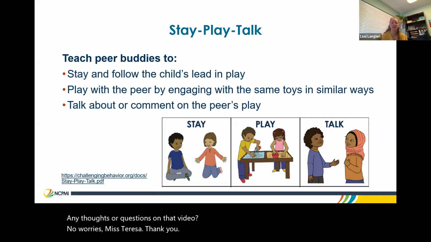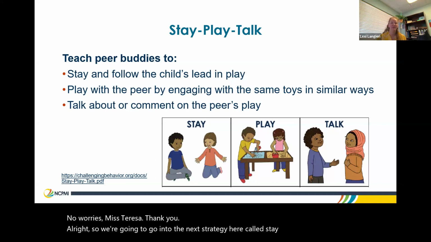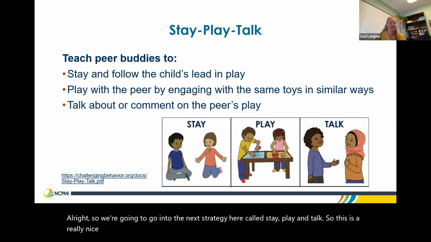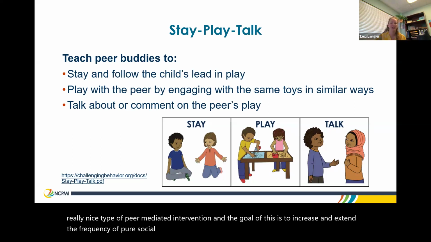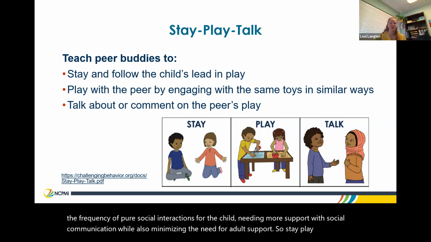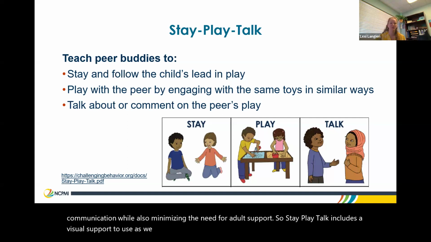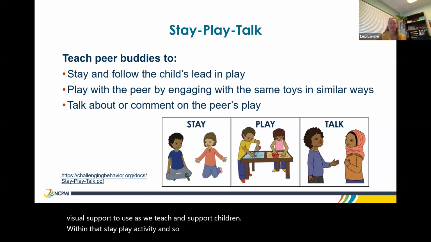All right, so we're going to go into the next strategy here called stay, play, and talk. And so this is a really nice type of peer-mediated intervention. And the goal of this is to increase and extend the frequency of peer social interactions for the child needing more support with social communication, while also minimizing the need for adult support. So stay, play, talk includes a visual support to use as we teach and support children within that stay play activity. And so there's going to be a resource on this that we'll send in the follow-up email today.